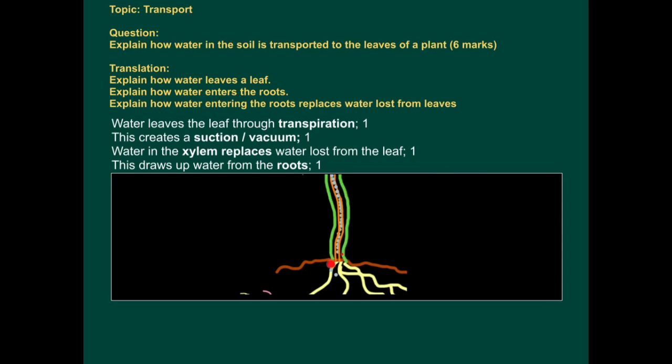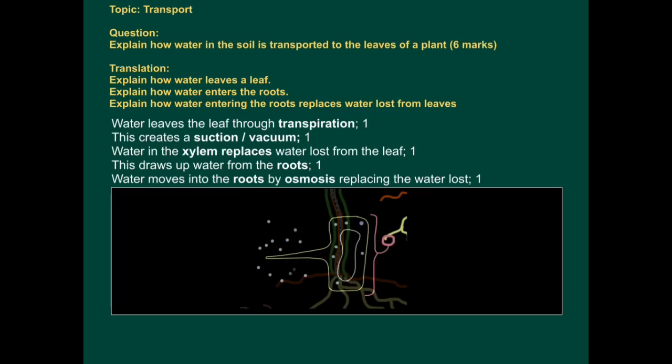So now we have a vacuum at the base of the xylem, and this draws up water from the roots. So we can now see that water is entering the xylem from the roots. So now we have a lower concentration of water in our root cells. So water moves into the roots by osmosis, replacing the water lost. So we can see we have more water outside in the soil, so it moves into the roots by osmosis.